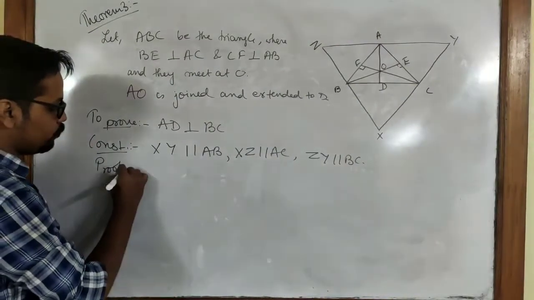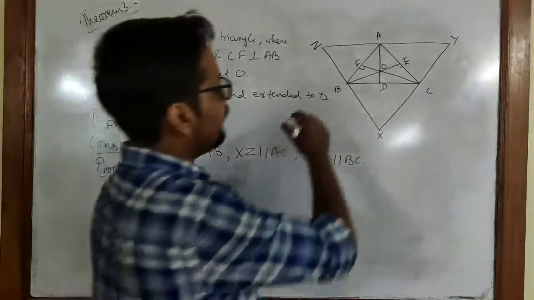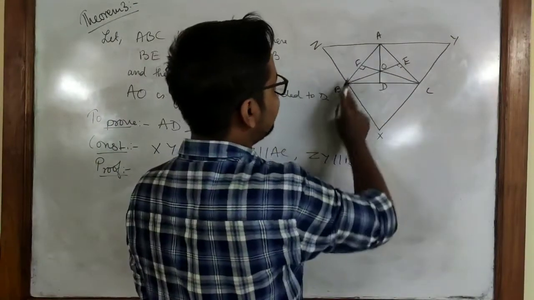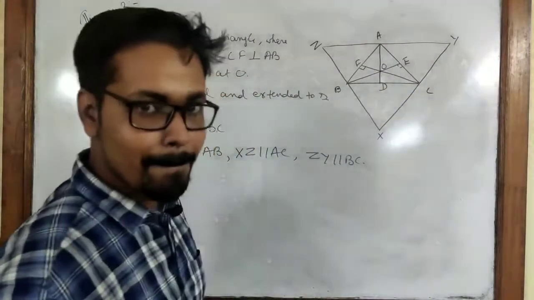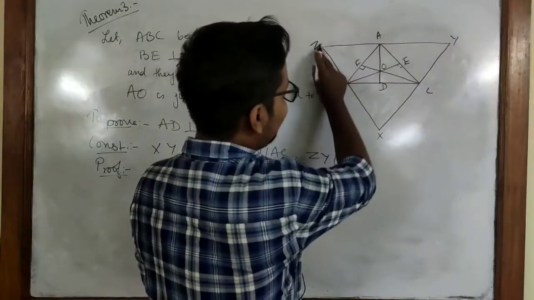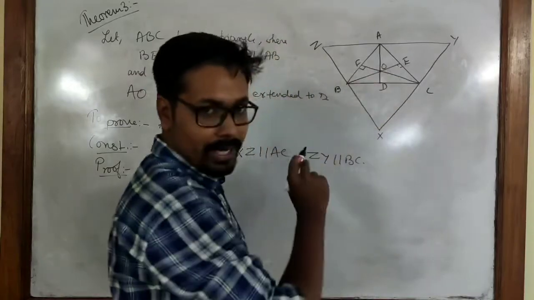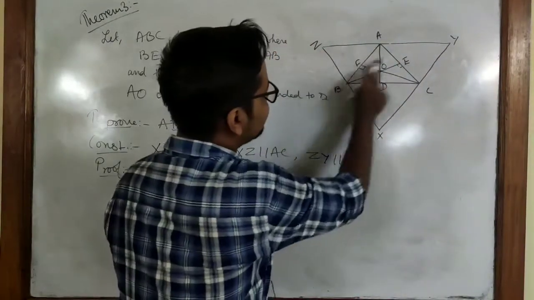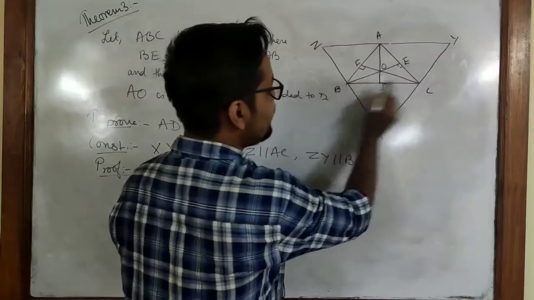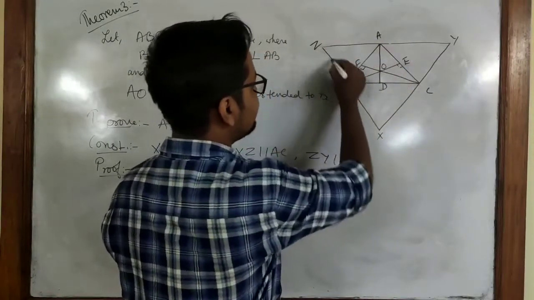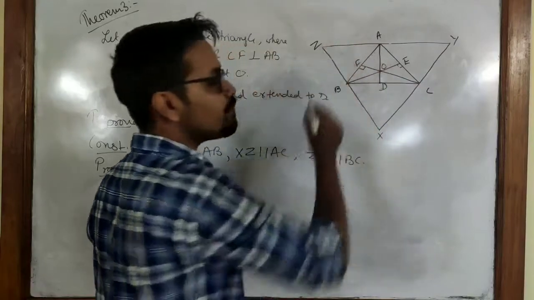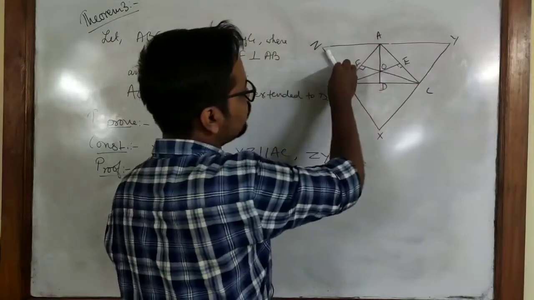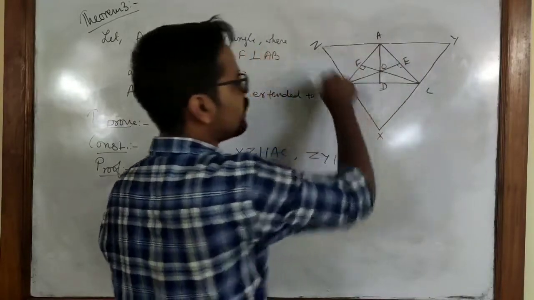If you look carefully, as I have said, ZY is parallel to BC, that means obviously ZA and BC are parallel. As ZX and AC are also parallel, that means ZB and AC are also parallel. As the opposite sides are parallel, if you consider BCAZ, this becomes a parallelogram, right? This one is parallel to this one is parallel to this one, so this structure becomes a parallelogram.